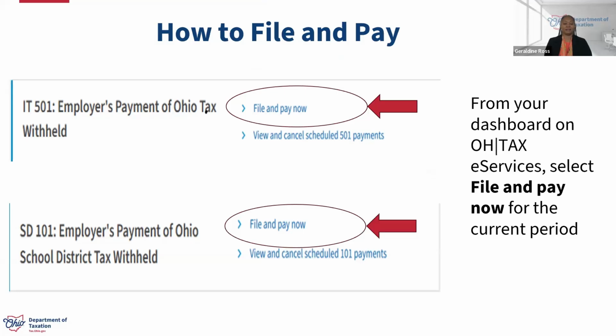How to file and pay. The IT 501 for employer withholding, when you go into the OH Tax eServices system, make sure you definitely click on File and Pay Now. That is very important. The same for school district. When you're filing the SD 101, you want to click on File and Pay Now. If you do not click on File and Pay Now and you click on Account, it will show that you're just making a payment, and it will show as a credit on your account until you file the annual end of the year form.